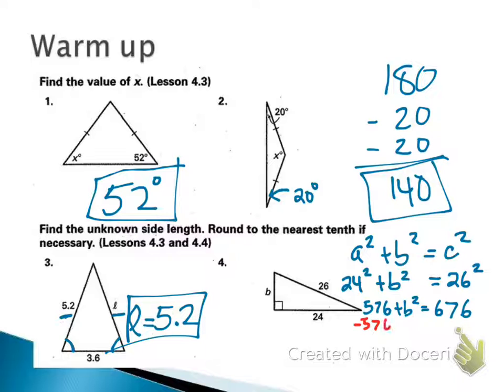I need to get the b squared, whoops, gave away the answer. I need to get the b squared part by itself. So when I subtract 576 from both sides, I get b squared equals what? What's 676 minus 576? 100. And then we take the square root to get the b by itself. So what does b equal? 10? Very good. The square root of 100 is 10.